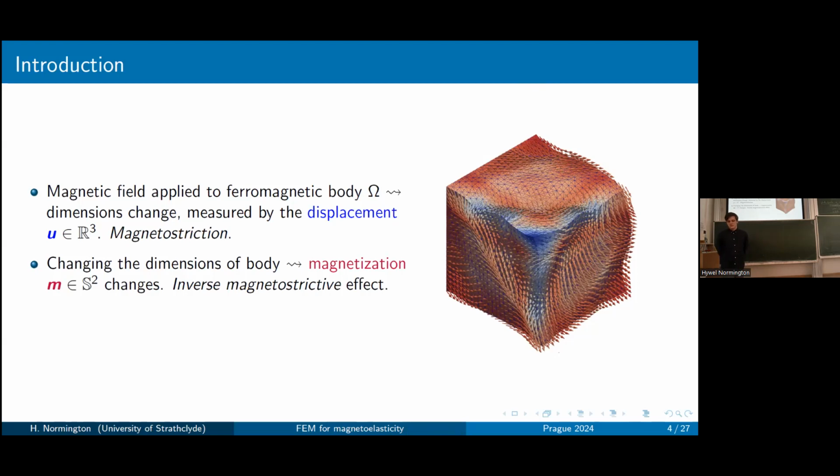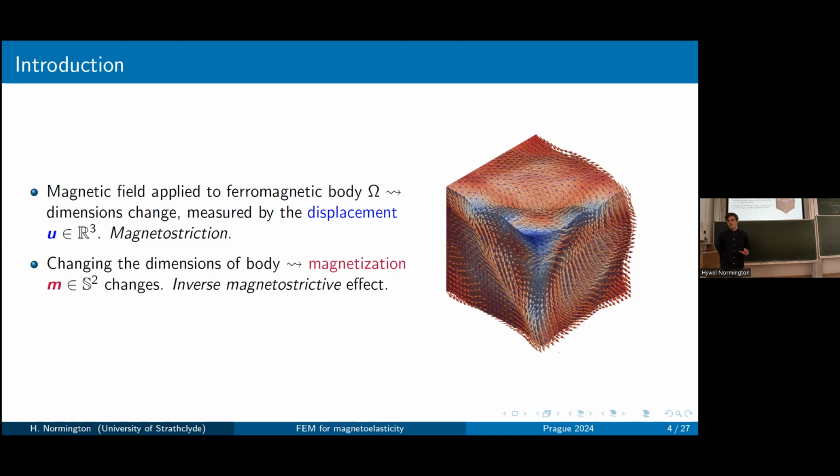And this will be measured by what we call the displacement, and we're going to be calling this U, and this is just some vector in R cubed. And this specific effect, where you apply a magnetic field to your ferromagnetic body, is called magnetorestriction. On the other hand, you have the inverse magnetorestrictive effect, and this is where you apply some force, you deform the body, and in turn, the internal magnetic state of the material is going to change.